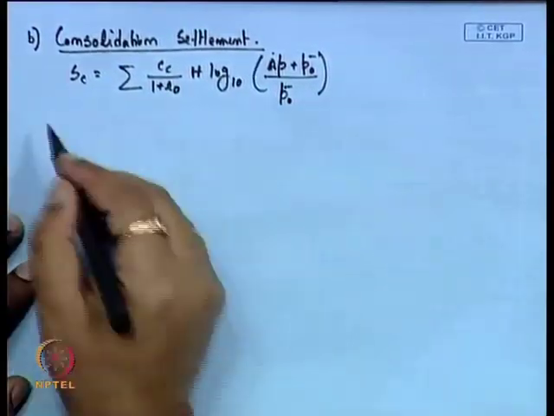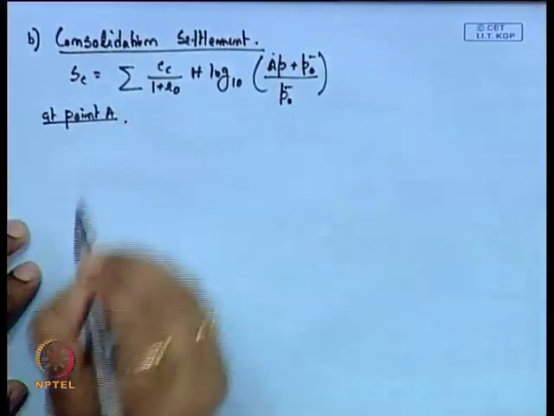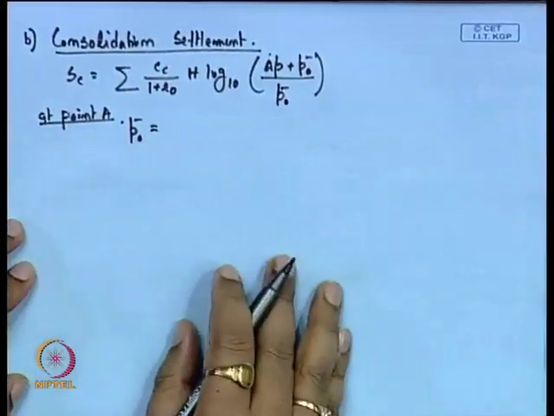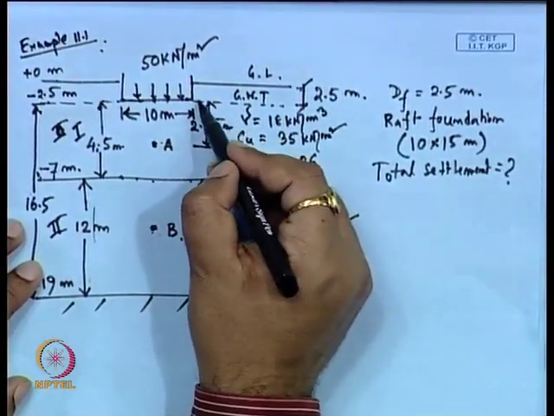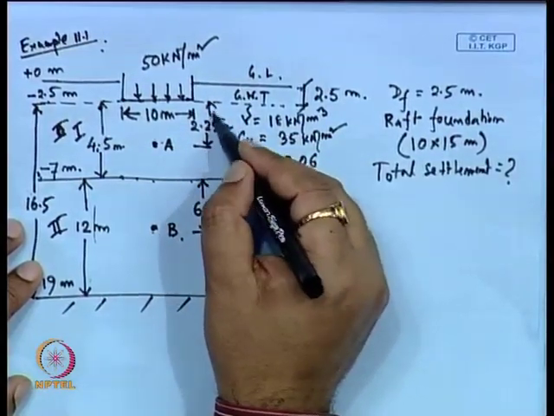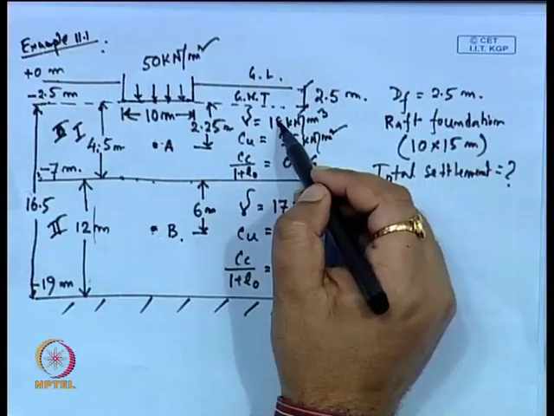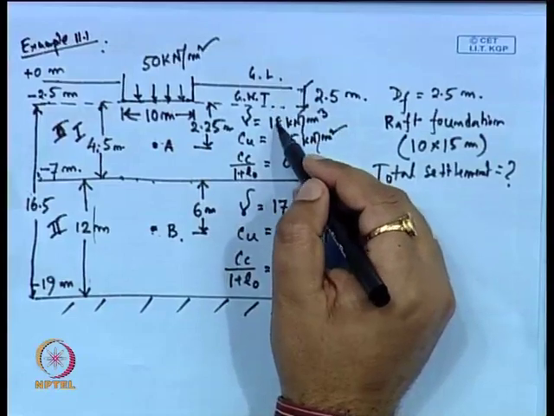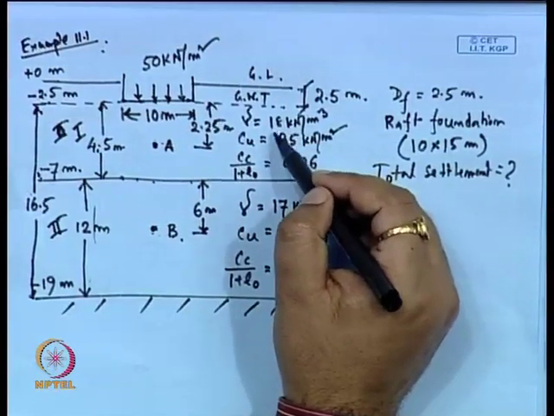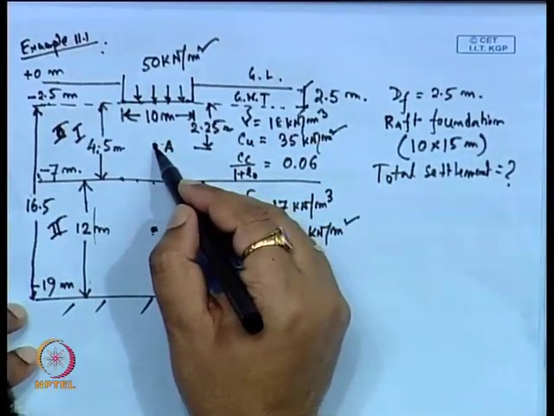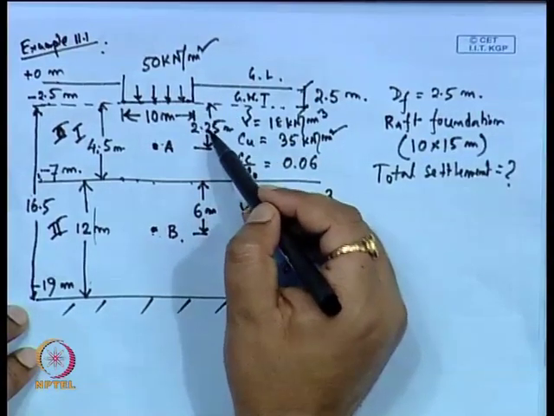We have two points, A and B. We will first calculate at point A. At point A, P 0 bar, the effective overburden, will be 2.5 into 18 plus 2.25 into 8, because below the water table we consider the saturated density as 18, and the bulk unit weight and saturated unit weight are both the same, 18. Here it will be 18 minus 10, so 8. This is the effective overburden pressure at point A, which is 2.25 meter below the base of the footing.